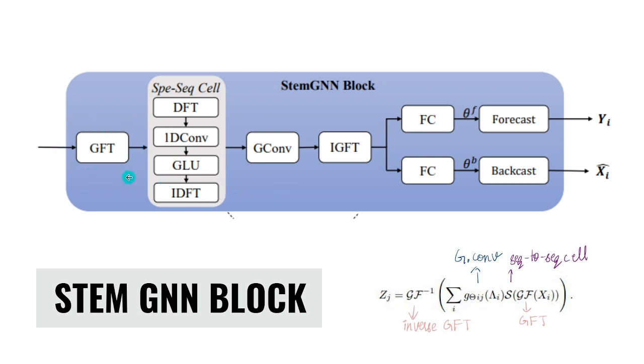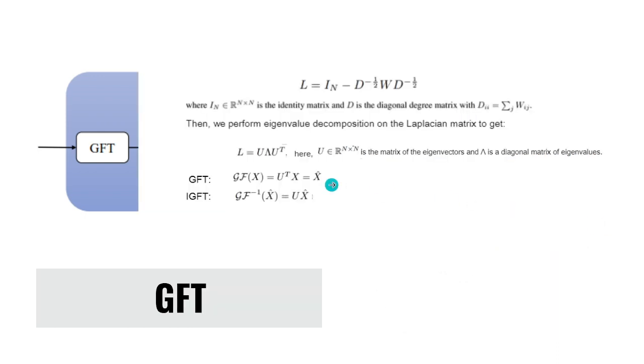The first step in the StemGNN block is GFT, which is the graph Fourier transform. Graphs can be represented using a Laplacian matrix defined by the identity matrix and a diagonal degree matrix given the weight matrix. Now, given the Laplacian matrix, an eigenvalue decomposition can be performed to obtain an eigenvector matrix U and an eigenvalue matrix lambda. Using this eigenvector matrix U, a graph Fourier transform can be performed to obtain the output x cap, which is the spectral representation of the input x. And by multiplying this output with the eigenvector, the value x can be obtained.